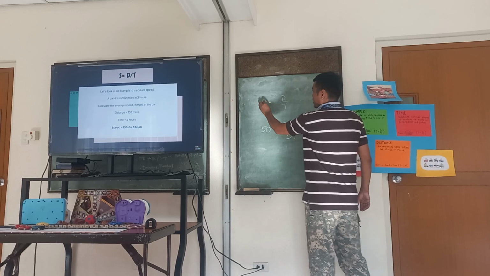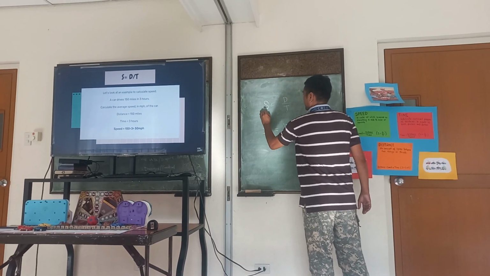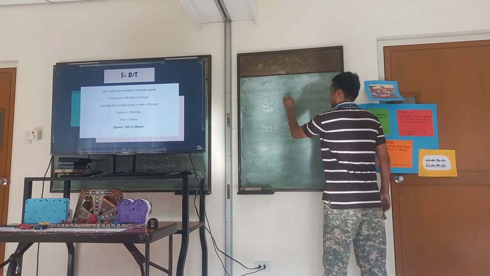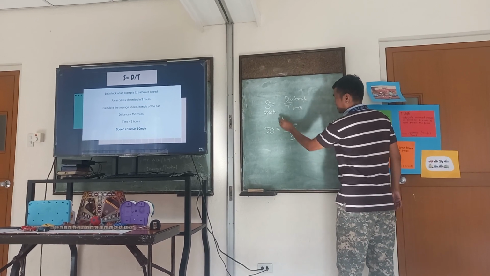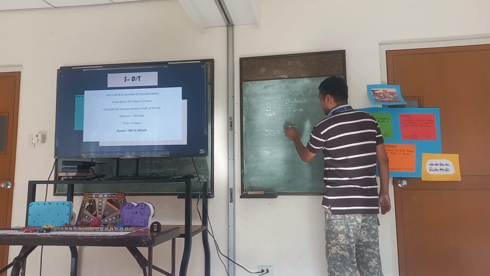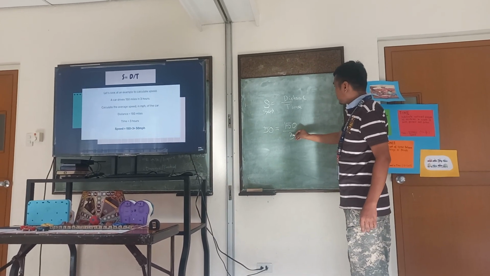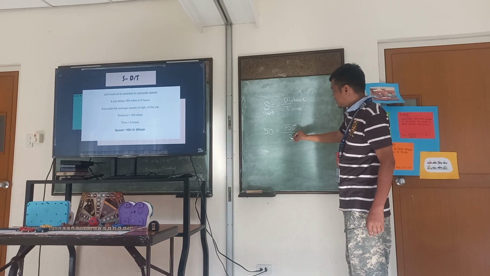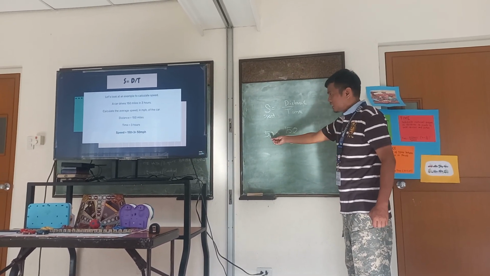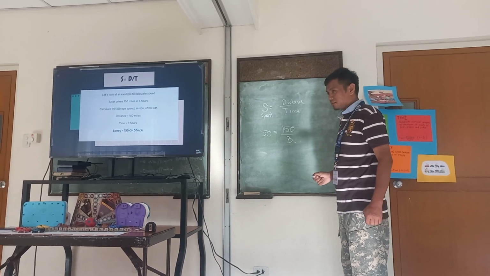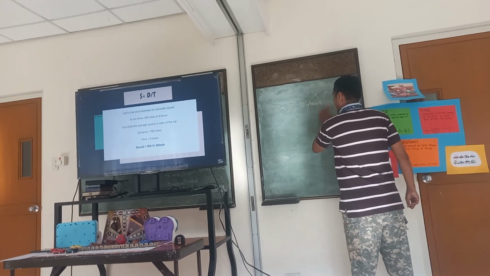Ito yung speed. The distance and the time. Ito na siya, 150 over 3. Pinag-divide lang natin ito, kaya nakuha natin yung 50 na speed. Okay? I-divide lang natin ito. Na-intindihan na ito, class?